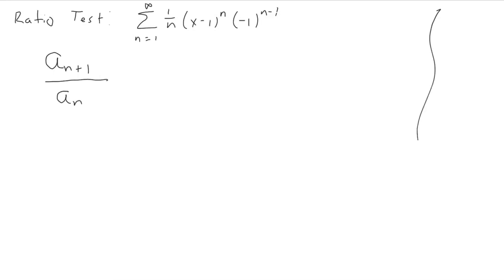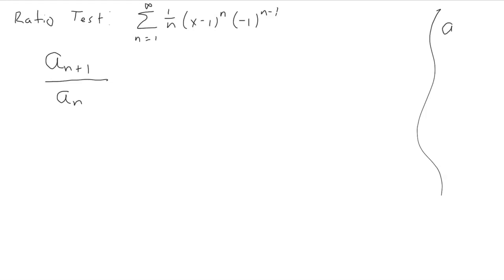So we're going to apply the ratio test to that Taylor series. n goes from 1 to infinity, 1 over n, x minus 1 to the n, negative 1 to the n minus 1. We're going to apply the ratio test. The ratio test says this. Take the ratio of a sub n plus 1 to a sub n.